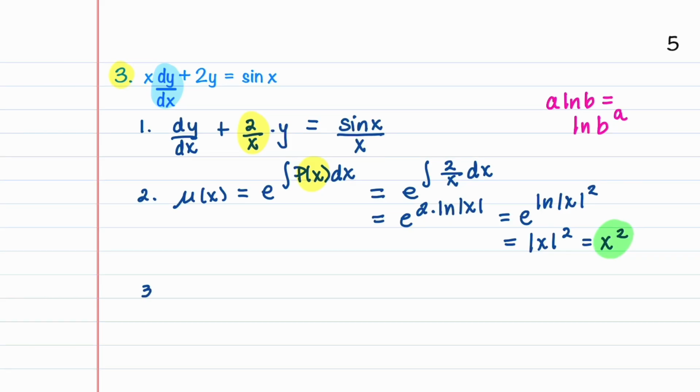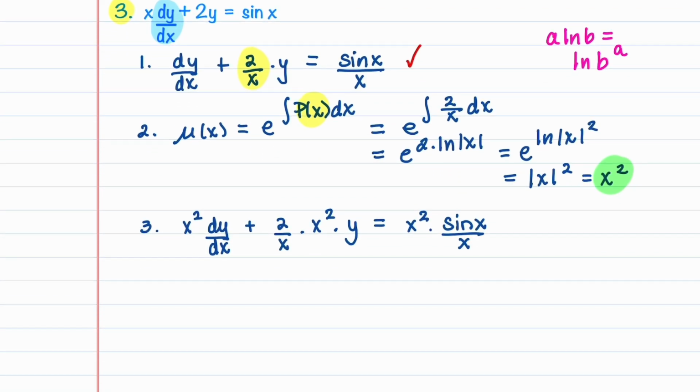In our next step, we are going to go back to this equation right here, and we are going to multiply every term in that equation by our integrating factor. This gives us x squared times dy dx plus 2 divided by x times x squared times y. And then on our right-hand side, we have x squared times sine x over x.